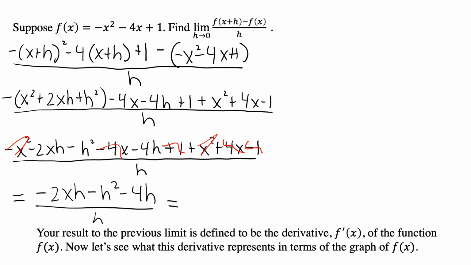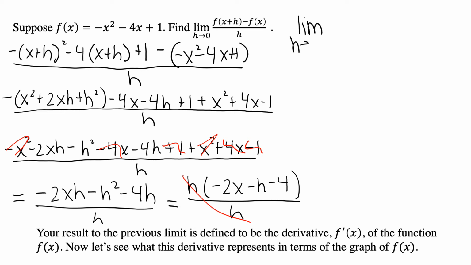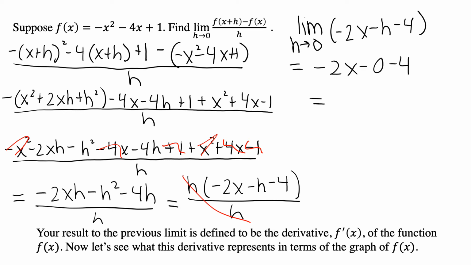Factoring an h out of the numerator, we get h times negative 2x minus h minus 4 all over h. These h's are going to cancel. So now we can just take the limit as h goes to 0 of our simplified function, so of negative 2x minus h minus 4. Direct substitution, now plugging a 0 in for h, gives us negative 2x minus 0 minus 4, which gives us negative 2x minus 4.